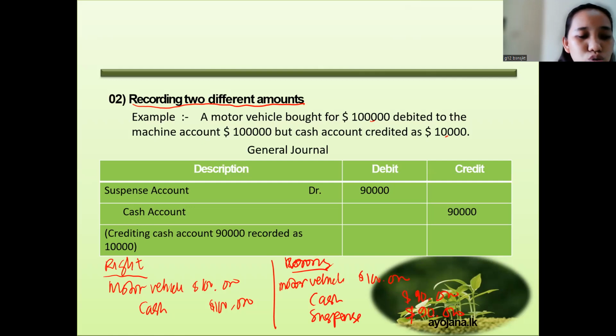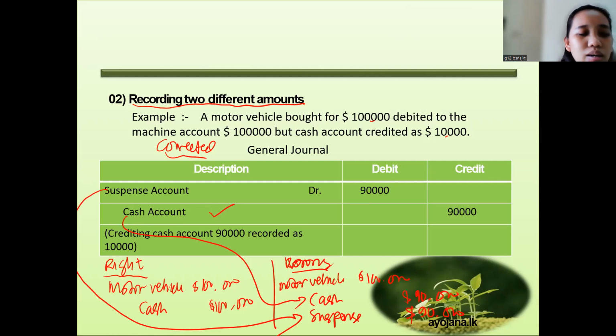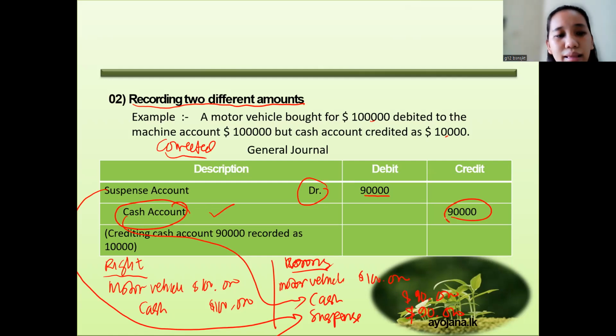Now we go to the correction. There is nothing wrong with motor vehicles, so no need to record. All we need is the cash account. Cash account 90,000 is on the credit side, so we put it on the credit side. And then we need to delete the suspense account. The suspense account is on the credit side, so now we put it on the debit side. This is how the corrected entry becomes: suspense account on the debit side 90,000 and cash account on the credit side 90,000 as well. That covers recording two different amounts.